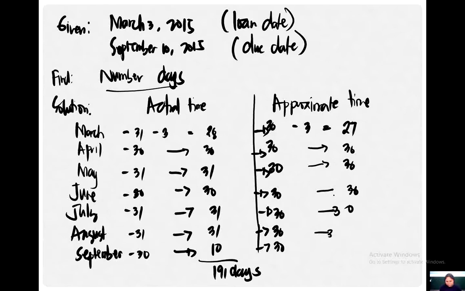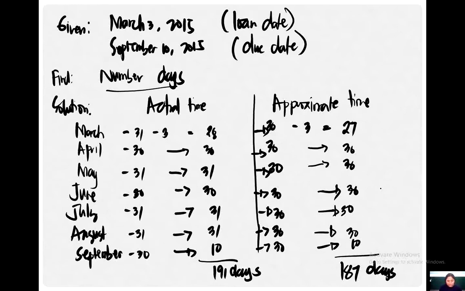Oh, correction. Let's put arrow. So 30. Then write September, just 10. That's the due date. So let's add them together. So 27 plus 30. How many 30? 1, 2, 3, 4, 5. So 30 five times, plus 10. So we have 187 days for the approximate time.